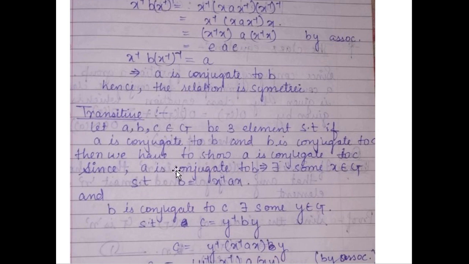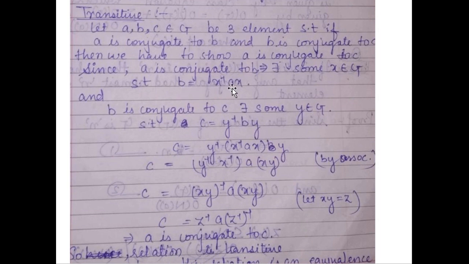First of all, since A is conjugate to B, there exists some element X belonging to G such that B can be expressed in the form B = X inverse AX. Now, it is also given that B is conjugate to C, so we can find some element in G, let it be Y, such that C = Y inverse BY. Now putting the value of B from above, X inverse AX, in this equation, we will get this. And since all these elements are from G, by using the associativity of multiplication, we will get Y inverse X inverse AXY.